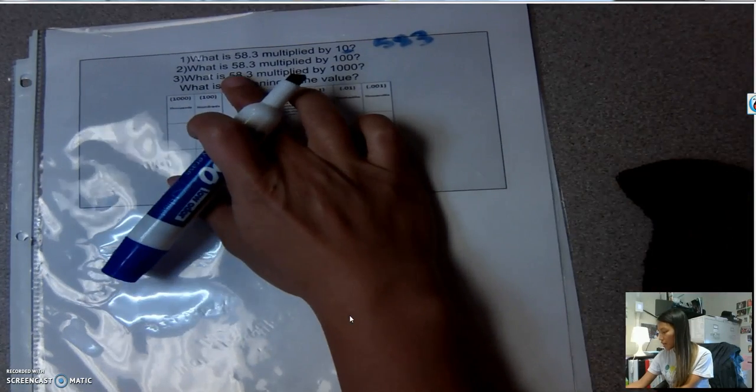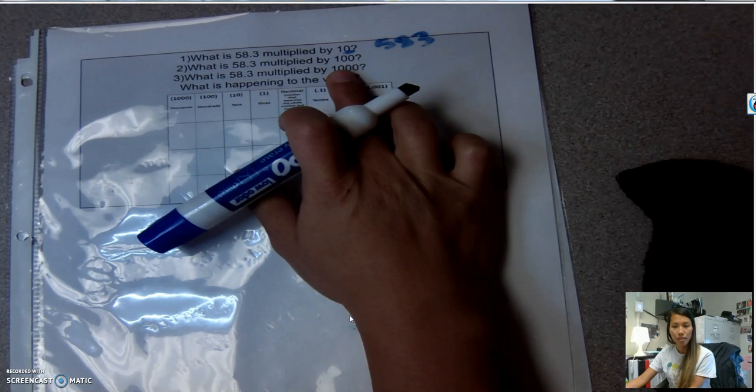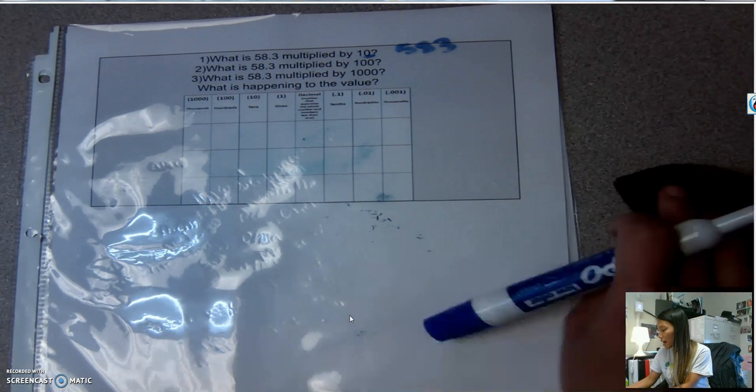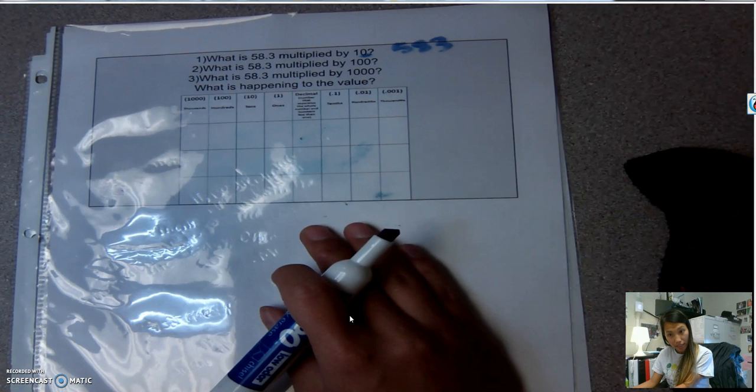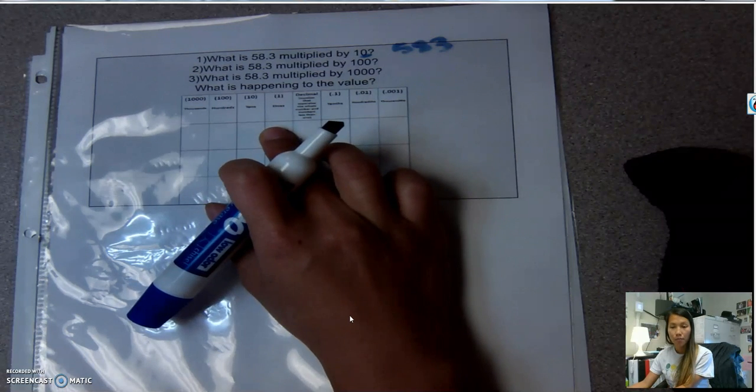Okay, so let's look into the next problem. The next problem tells you to multiply 58 and 3/10 by 100. What's happening to the value? It's being multiplied by 100, so it's increasing by 100. It's getting 100 times larger. And when I do that, I know that I'm going to shift it twice. The reason I'm shifting it twice is because every time you shift it once, it increases by 10. But if you shift it twice, it increases it by 100.